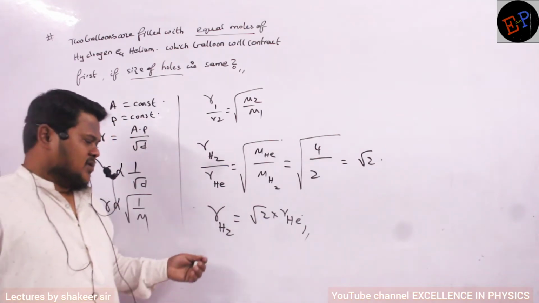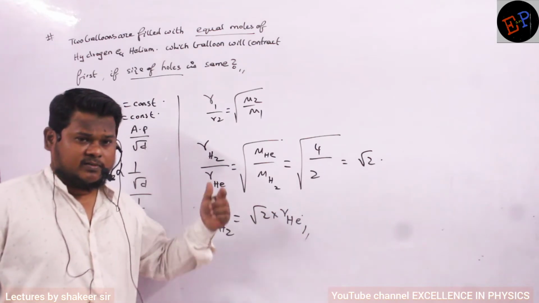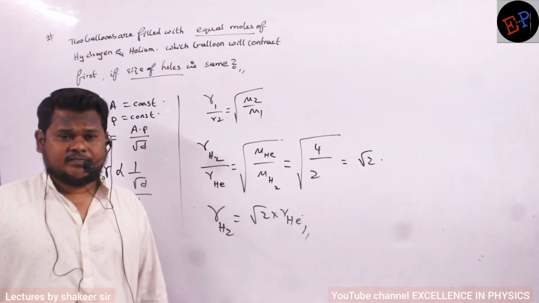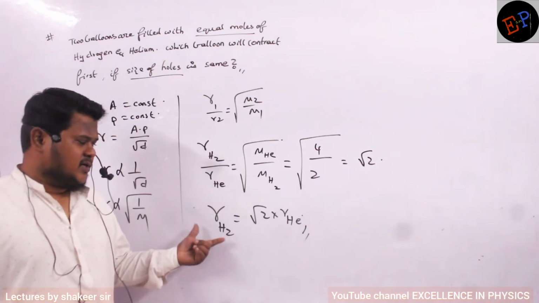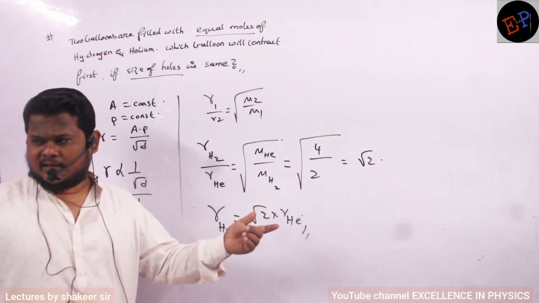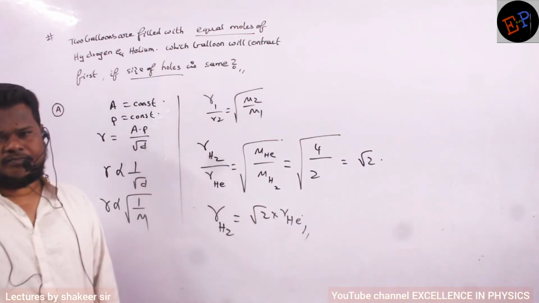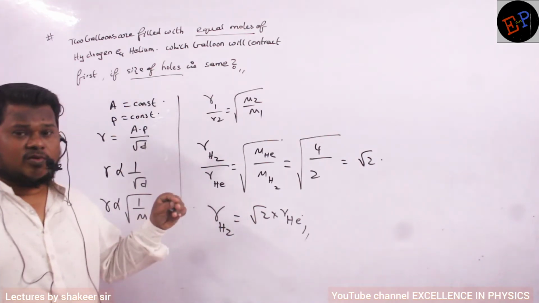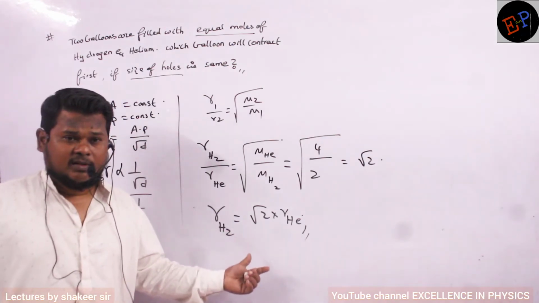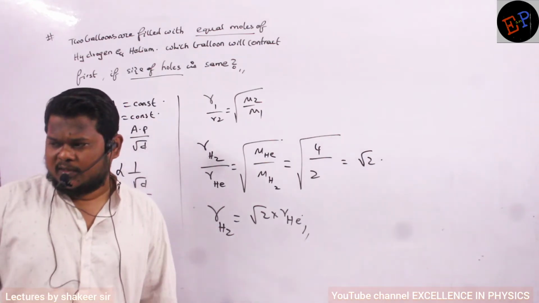So the rate of diffusion of hydrogen is root 2 times greater when compared to the rate of diffusion of helium. So which gas diffuses fast? Definitely hydrogen. Its rate of diffusion is greater, no? Root 2 means 1.414. It means 41% greater rate of diffusion is present for hydrogen when compared to helium. So when you make same size holes, hydrogen gas escapes very fast when compared to helium. So hydrogen balloon also will become very small when compared to helium balloon.